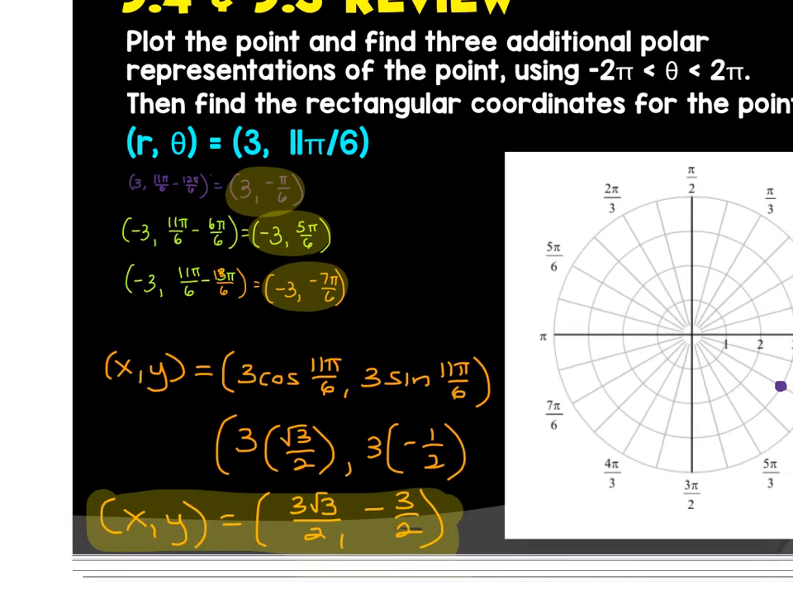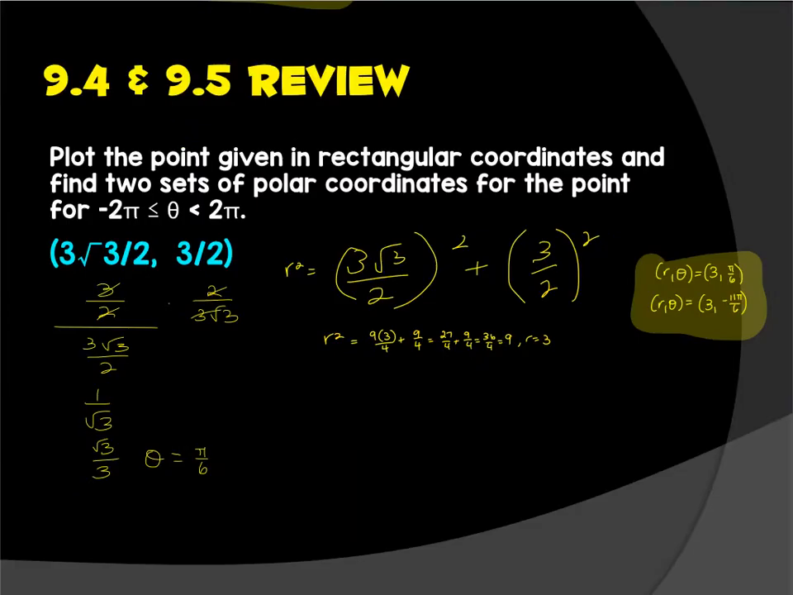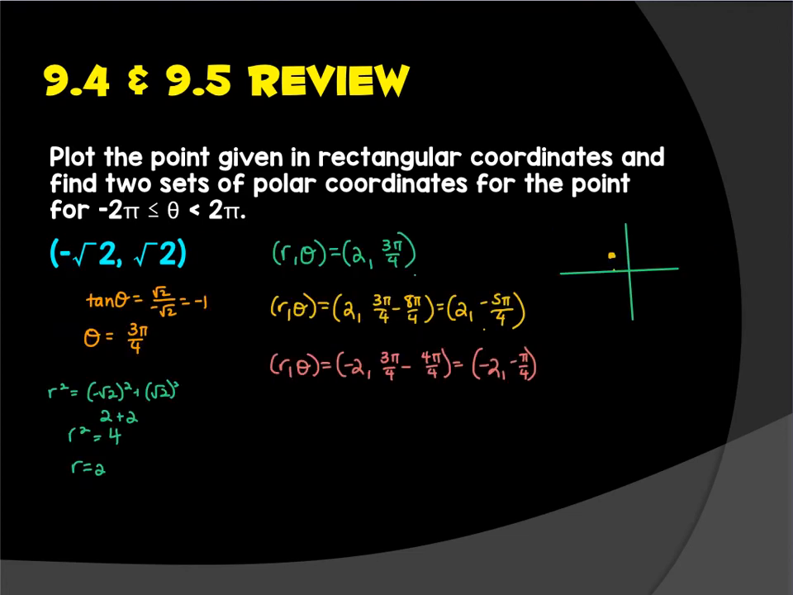Then it said find the rectangular coordinates for the point. So this is 3 times the cosine of 11 pi over 6 and 3 times the sine of 11 pi over 6, or 3 times root 3 over 2 and negative 3 over 2. For these two, you had to convert them. So you would do y over x. You should have gotten theta is pi over 6. And then x squared plus y squared gives you that r is 3. And the last one, you would have gotten -1. That means theta is 3 pi over 4. And your radius was 2. So those are your additional points. You only needed 2 of those.